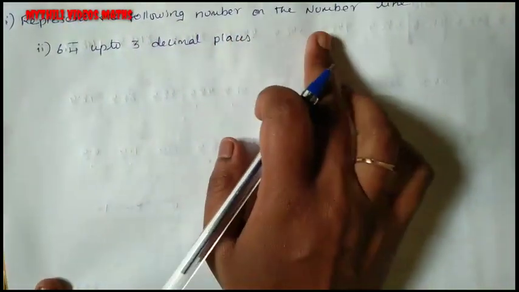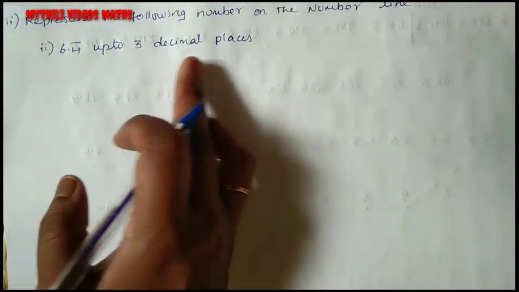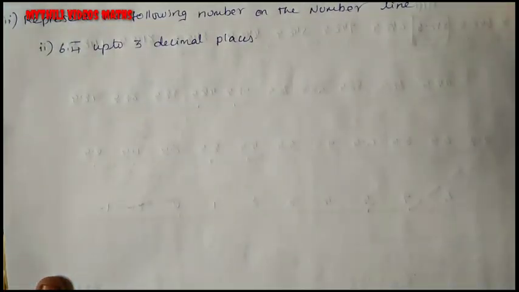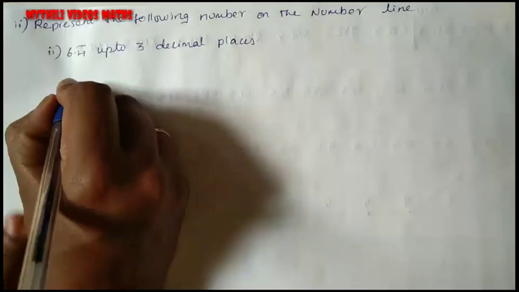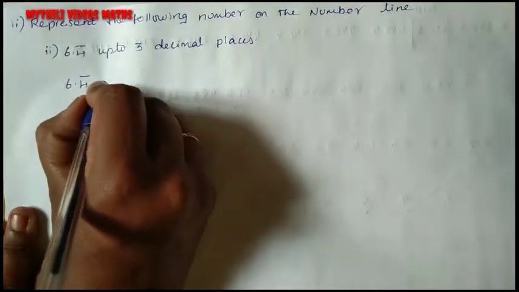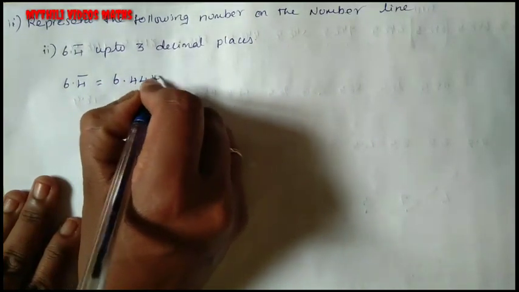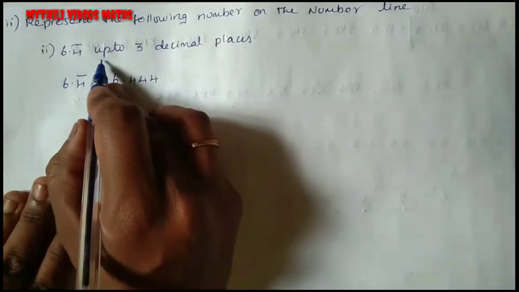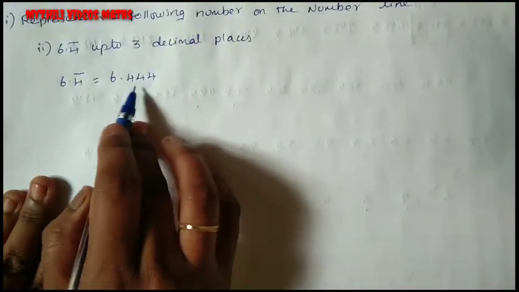See here, next one. Represent the following number on the number line. Okay, same thing. 6.4 bar up to 3 decimal places. Okay, so how to write then? 6.4 bar means we can write 6.444. Okay, but they have given up to 3 decimal places. So 3 decimals, 1, 2, 3. So in the 3 decimal places we can stop.